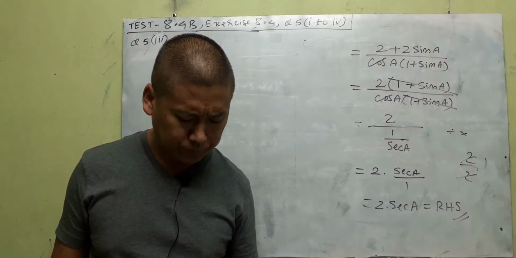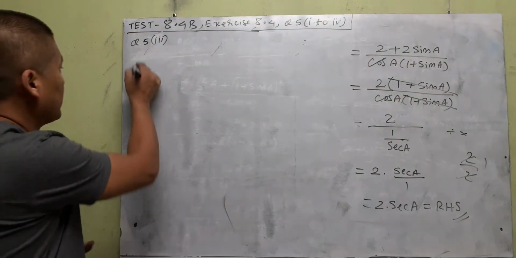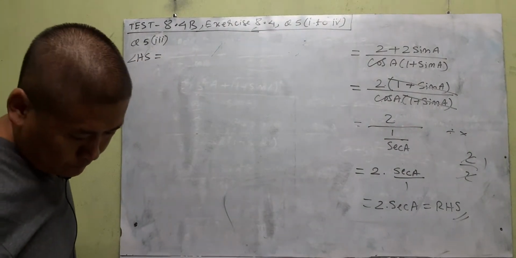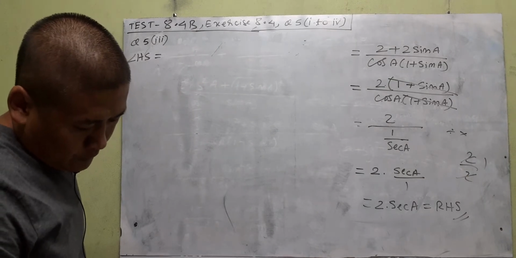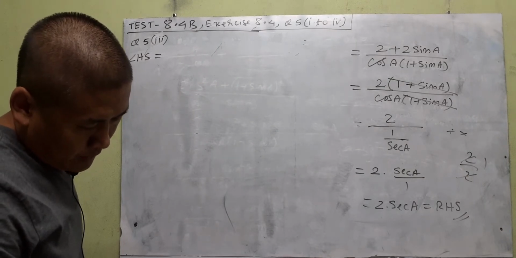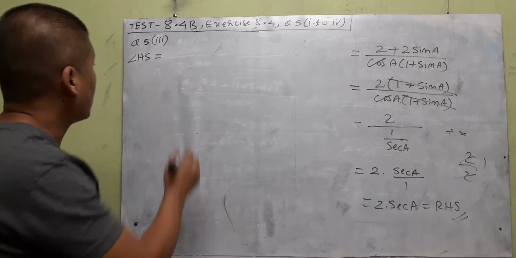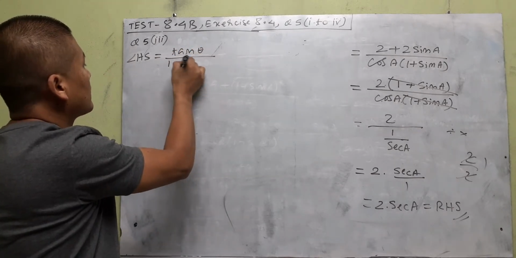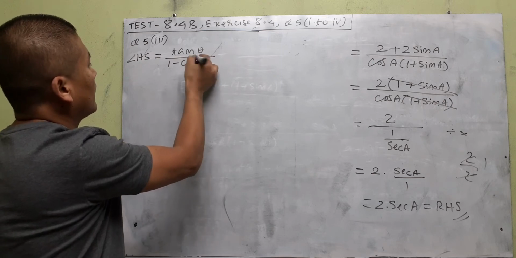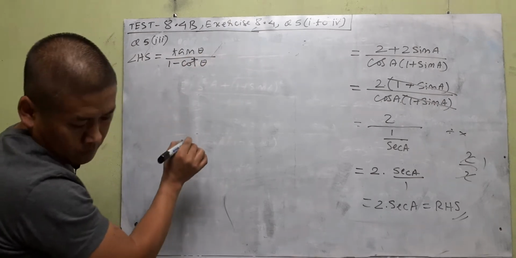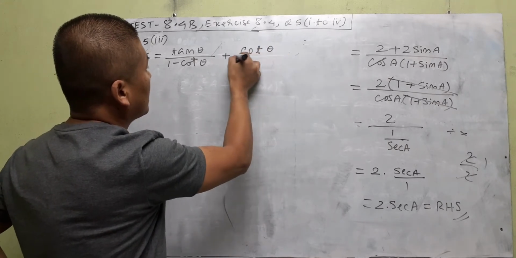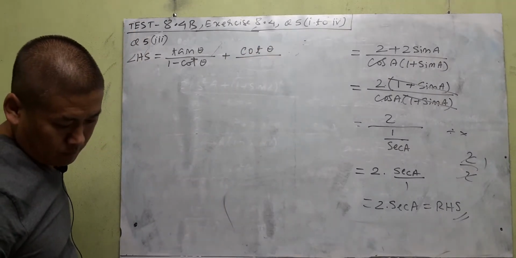Three is, I think the left hand side looks more complicated, so let's just take out the left hand side. It is equal to tan theta by 1 minus cot theta, not cos, okay, cot theta, plus cot theta divided by 1 minus tan theta.